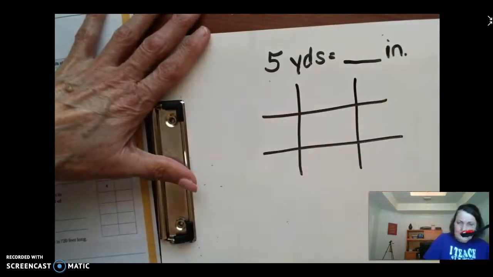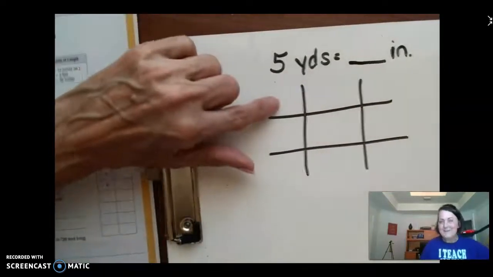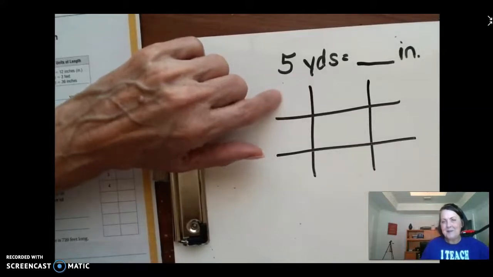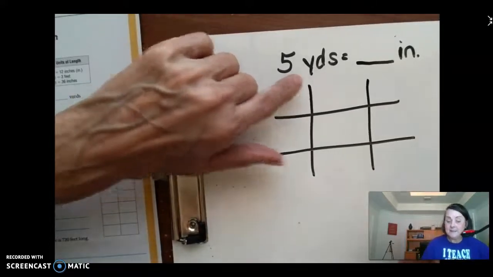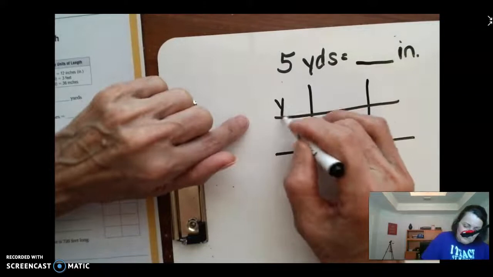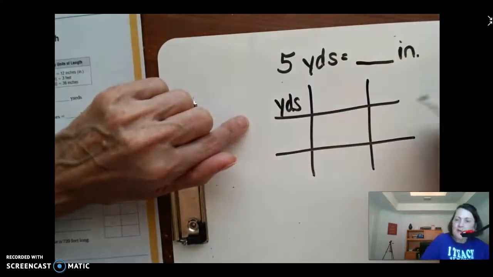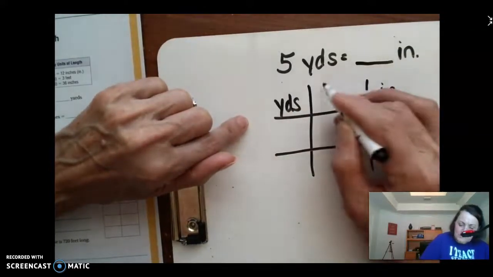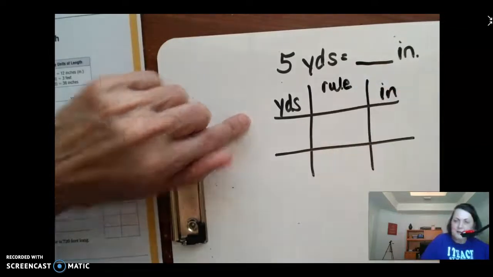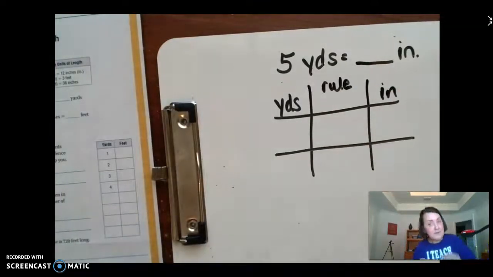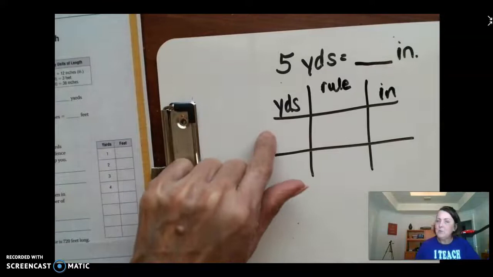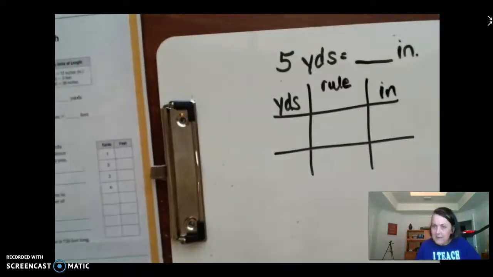Tic-tac-toe. Here we go. All right, in this top line, this little corner here, we're going to label it yards. So we're going to go from yards, and we're trying to change it into inches. Remember, this is going to be the rule. So we don't know what goes here yet. Now, what can we put here? We don't put the 5. Remember, we always want to start with 1.